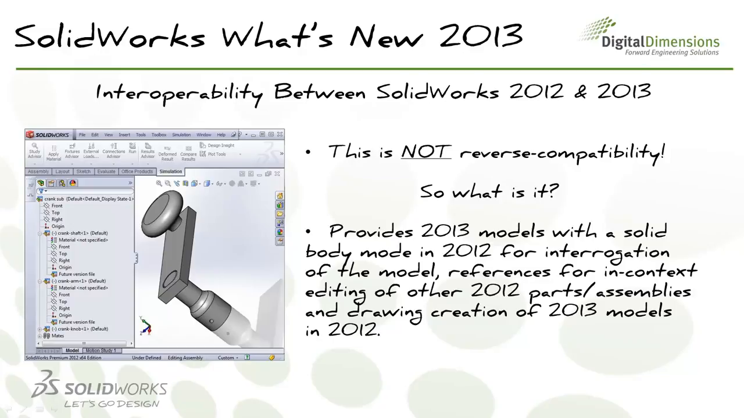With relation to these shops that have the previous version, if you do have that Service Pack 5, you can essentially open up a 2013 version of the file in 2012 SP5, interrogate the model, build components and attach components around that particular model, and even create drawings and put in callouts and dimensions and make a nice technical document of that future version SOLIDWORKS file.